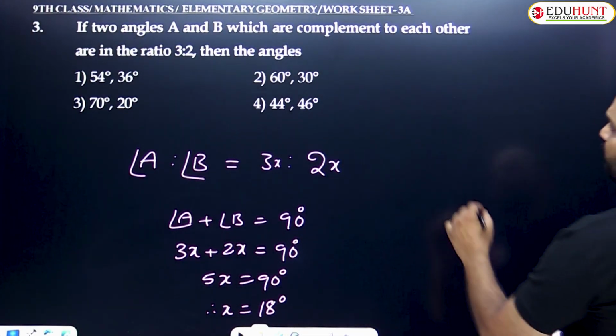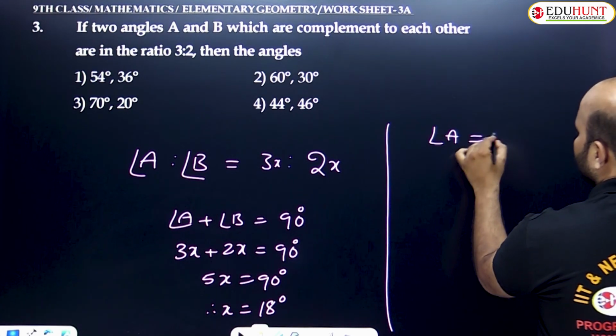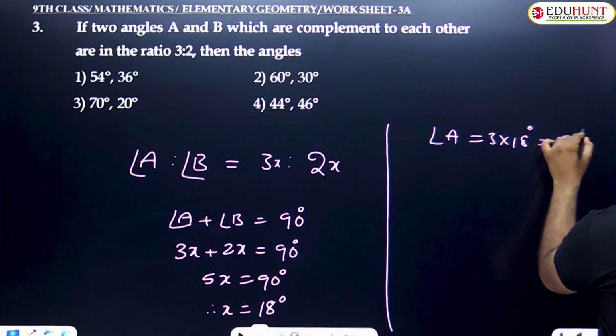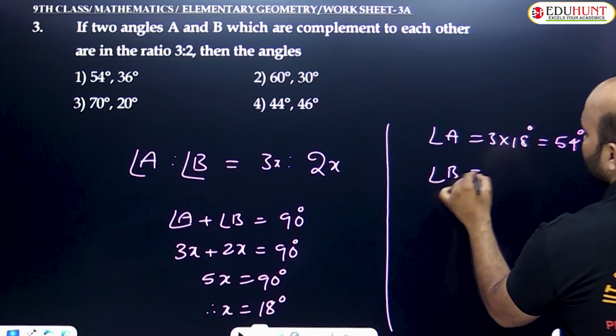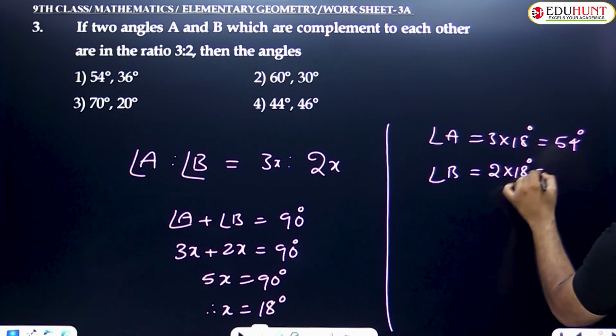So first we need to find angle A and angle B. What is the angle A value? 3x, nothing but 3 into 18. What is this? 54 degrees. That is angle A. Again, angle B. What is the angle B part? 2x, 2 into 18 degrees equals 36 degrees.